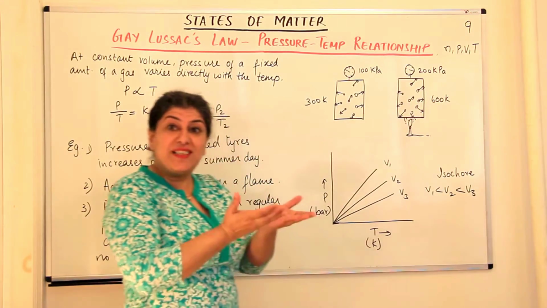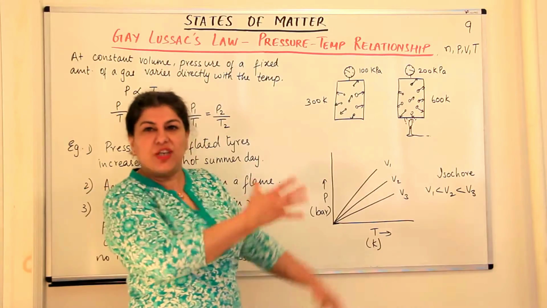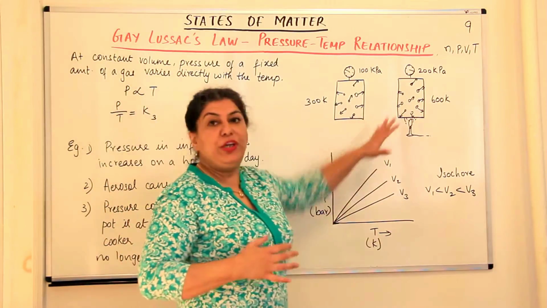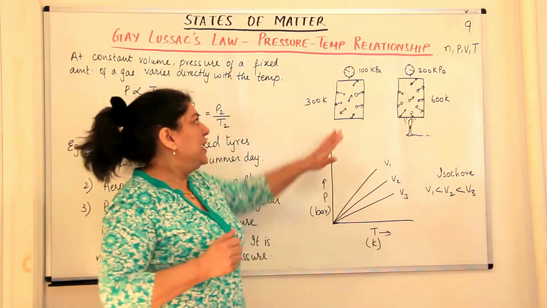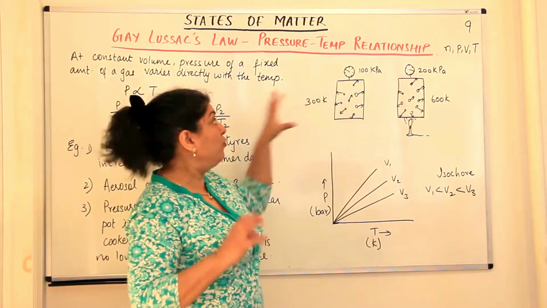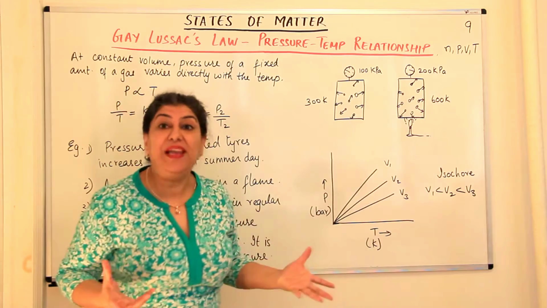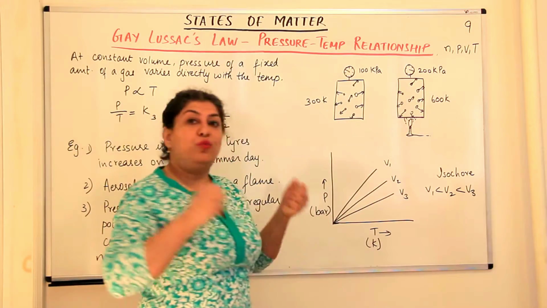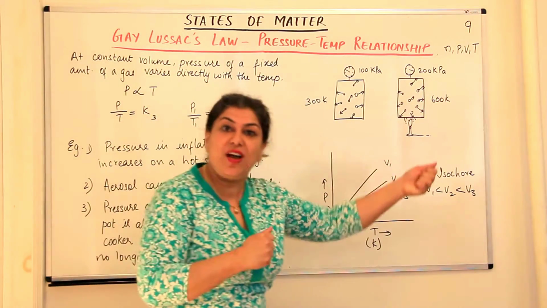So when you raise the temperature, you are giving additional kinetic energy to the molecule. So what happens as a result of that? The number of molecules is the same and the volume is also fixed, but the speed of the molecules is more. So won't they hit the walls faster now?